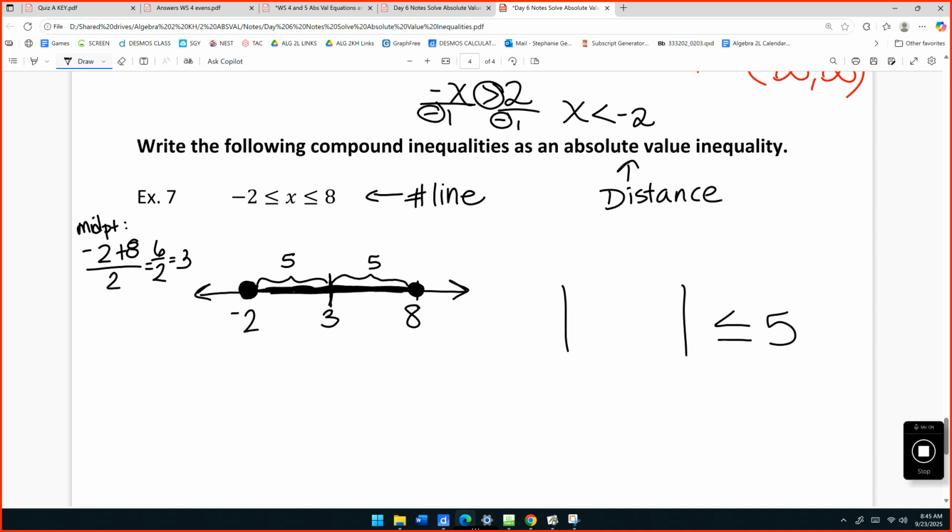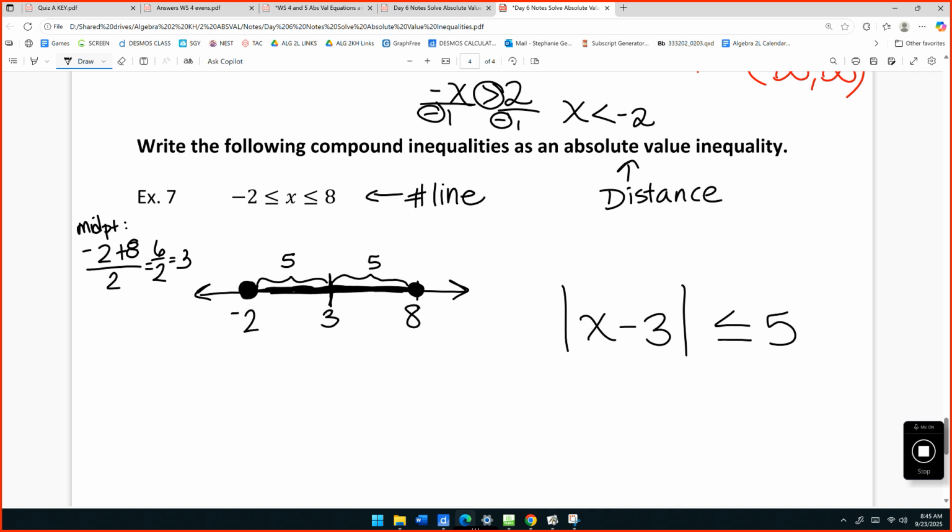So the difference between x and 3 is less than or equal to 5. Think: the difference between whatever x is and 3 is less than or equal to 5. Or view this like it's the absolute value function shifted to the right 3. Normally absolute value is a distance from 0, but if we move this to the right 3, now that's the middle. And what does right 3 look like in a function? It looks like minus.